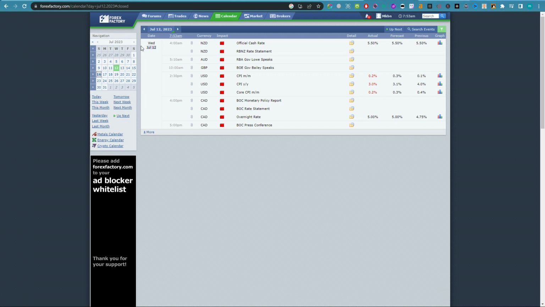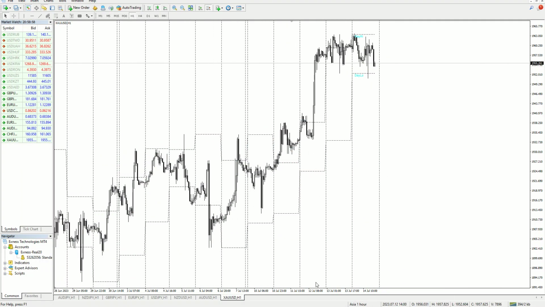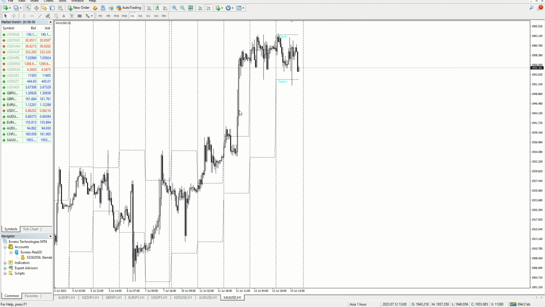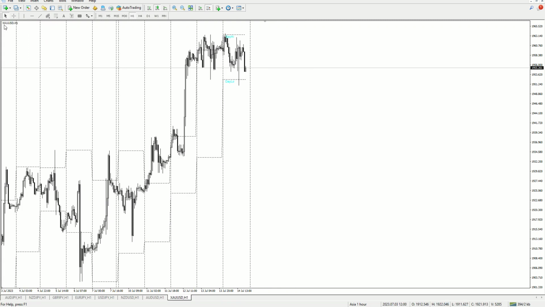As you can see, the date is the 12th of July. It was on Wednesday. I'm going to come here. It was this day, Wednesday, 12th of July. So I'm on a 1 hour time frame, and I'm in gold. And if you look at gold, it's XAUUSD, so it's gold versus the dollar.